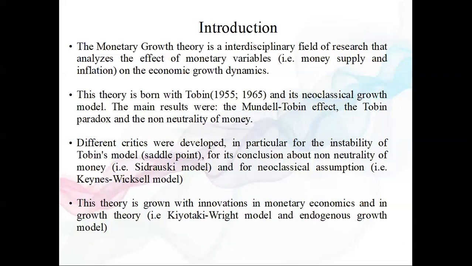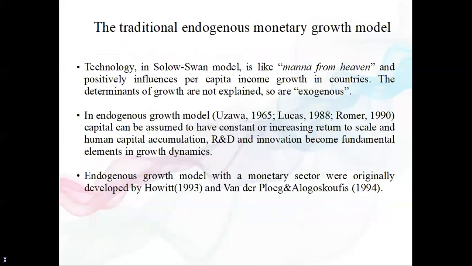This theory has grown with innovations in monetary economics and in growth theory, for example with the Kiyotaki-Wright model and the endogenous growth model. Technology in the Swan model is like manna from heaven and positively influences per capita income growth in countries. The problem is that the determinants of growth are not explained in the model, so they are exogenous.